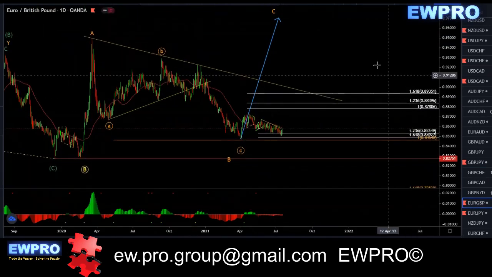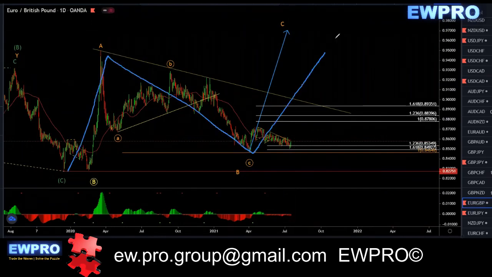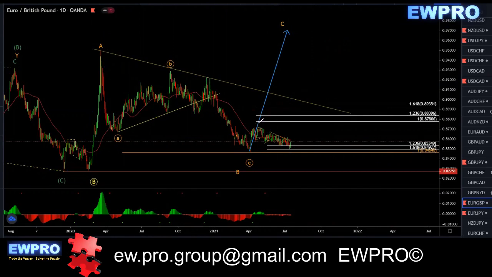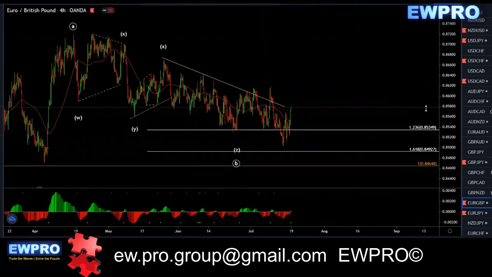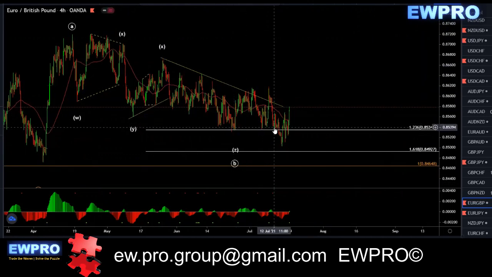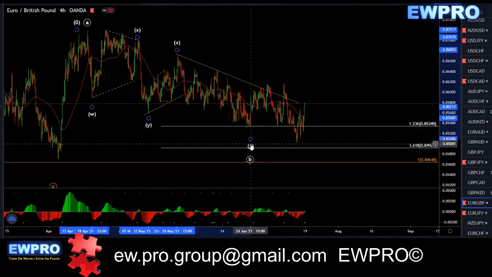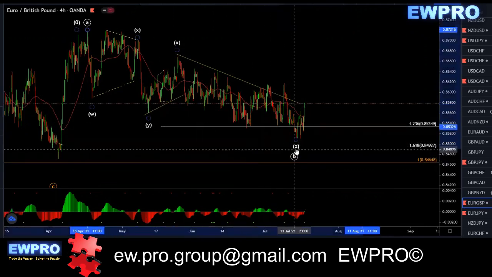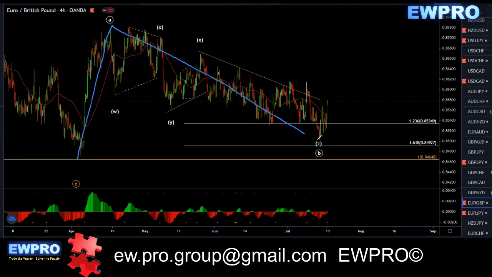EG on the daily, nothing's changed. We were looking for the A, B, C. Instead, we got this. Go down to the H4 and see if this is over. Still looking for more downside last week to go and break this low. We ended up breaking that low now. Still looking at it as a B wave. On the H4, we got that A. All this is B. And then we're looking for that C up.